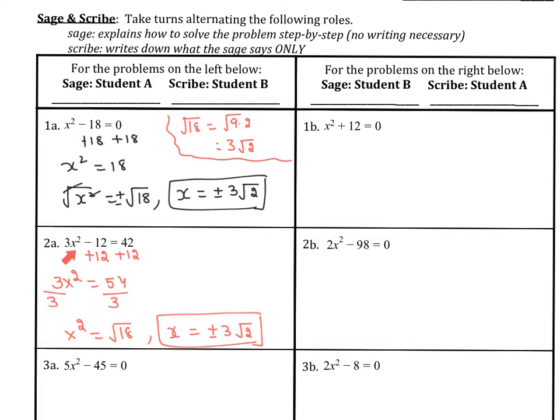Just remember, if this would be a 12x, then we're going to use the cross and box method. But right now we just have an x squared term and a constant term. So we can solve these by isolating the x squared term and square rooting on both sides.